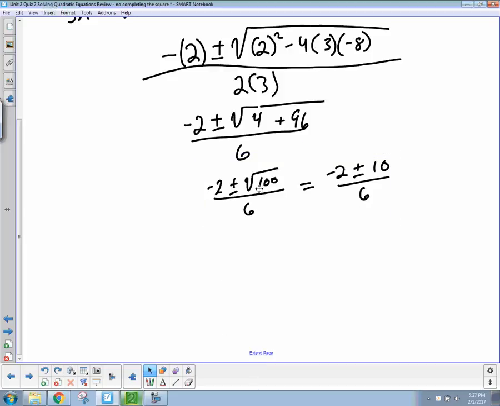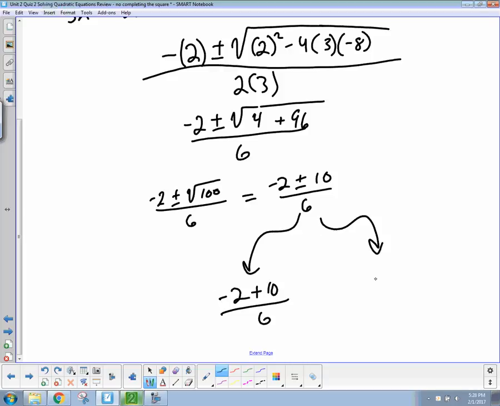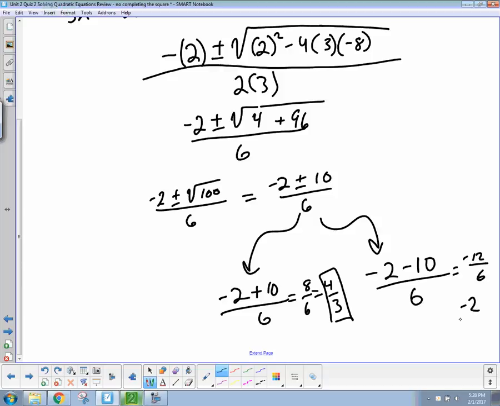And whoop. So negative 2 plus 10, all divided by 6. Negative 2 minus 10, all divided by 6. So that's 8 over 6. That's 4 over 3, divided by 2. There's one of them. This is going to be negative 12 over 6. That's negative 2. And that's the other one. Sorry again, I'm racing because I got church tonight.